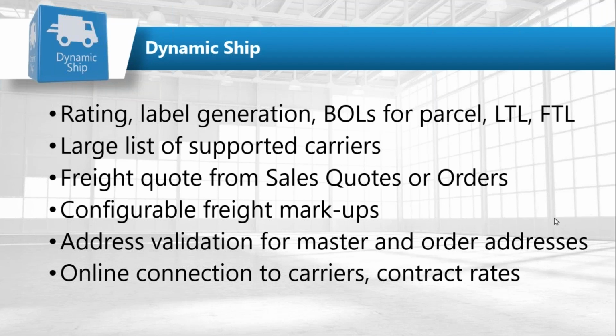I won't read them off, but the primary purpose of Dynamic Ship is to allow you to go out and do rate shopping, like get specific rates from specific carriers, or compare multiple carriers simultaneously. And that works for parcel carriers, LTL carriers, full truckload carriers, all that kind of stuff. So we've got a ton of carriers. I think at this point we're at 400 carriers or so that we support between parcel and LTL.